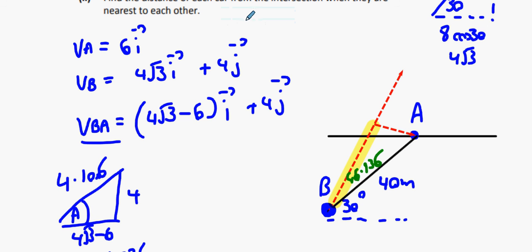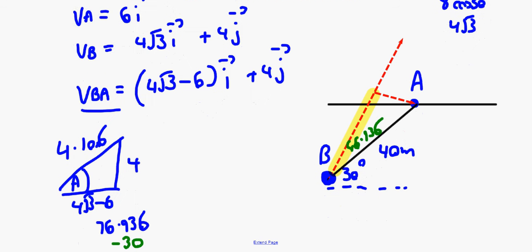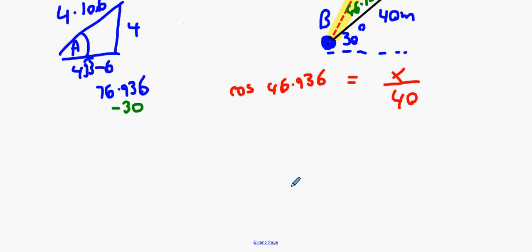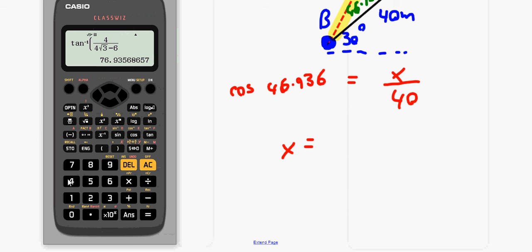Well, I just look at the marking scheme. For some reason it says the angle is 30. Now, okay. So I'm going to have to find out this yellow distance here. So what did we say? What do you think it is? We go for cos. Cos 46.936, your hypotenuse is 40. And we call this distance x. Is that okay? And then what does x be? 40 cos that angle there. So 40 cos 46.936.